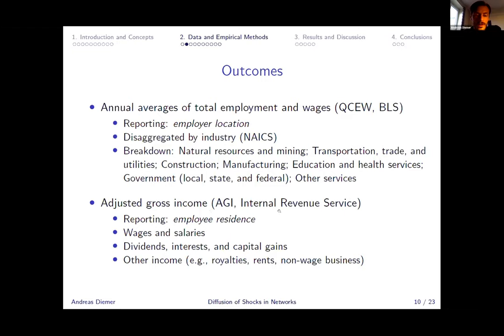And the second source for wages is the Internal Revenue Service. Crucially, this one, contrary to the previous one, is reported at the employee place of residence. So these two sources should align to the extent that workers live and work in the same county. But if there's commuting, then I pick up different things with one or the other. And I will rely especially on the IRS wages data in order to get an idea of whether there is this itinerant worker effect taking place, which would not show up in the BLS data.